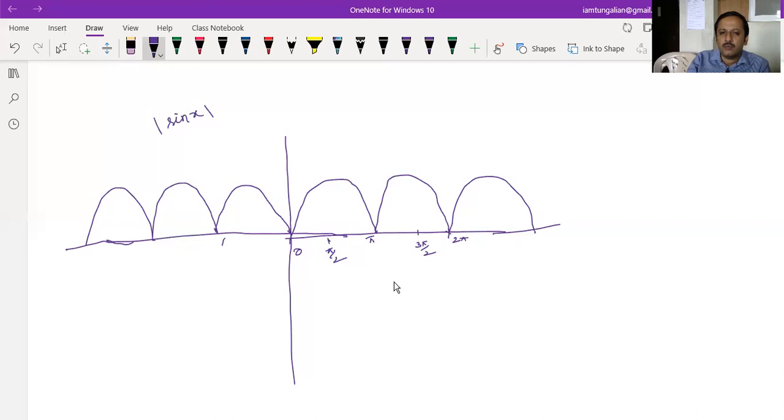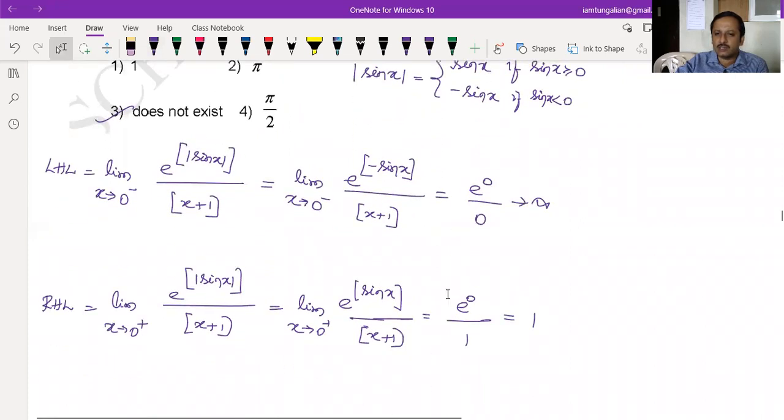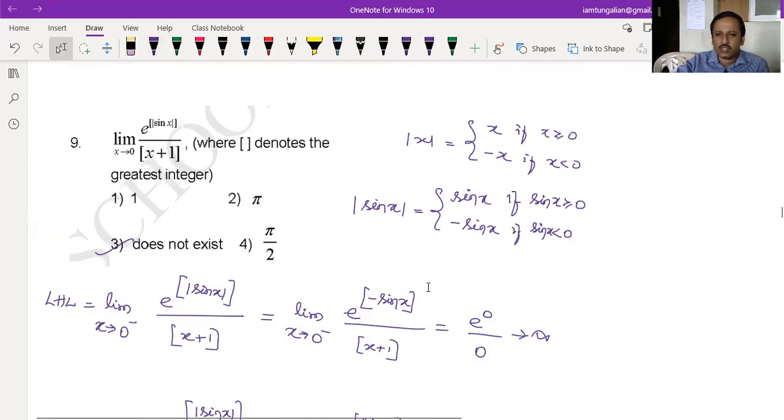Okay. So now mod sin x, when x approaches 0, whether x approaches 0 from left side or from right side, mod sin x is approaching 0 only. Therefore, for left hand limit as well as right hand limit, step of mod sin x will become 0. So here e power 0, here also e power 0. Now let's just concentrate on the denominator. Step of x plus 1.